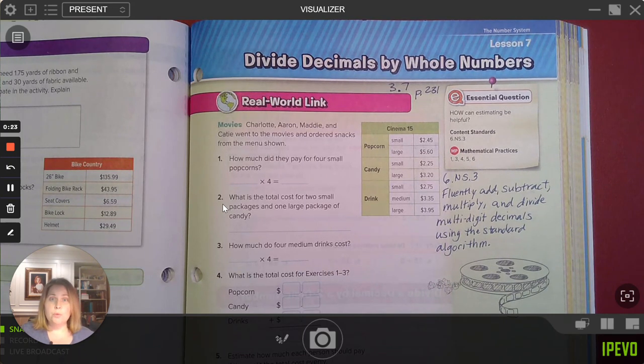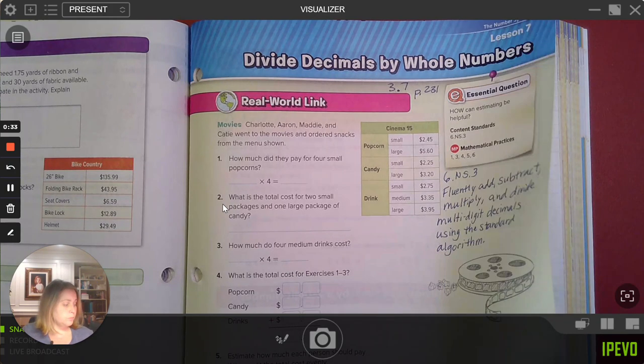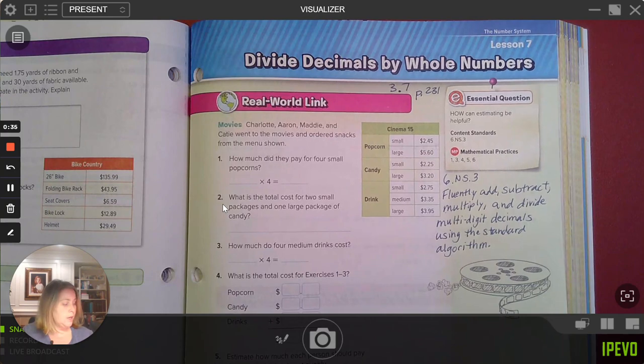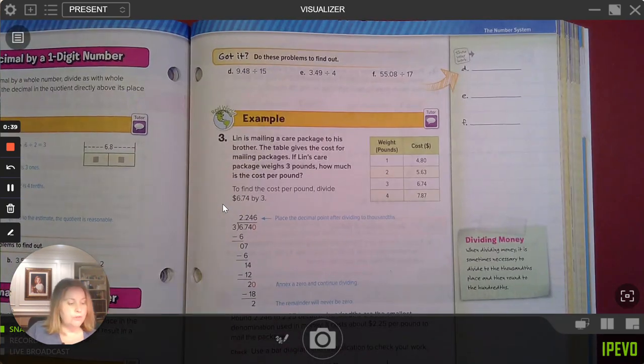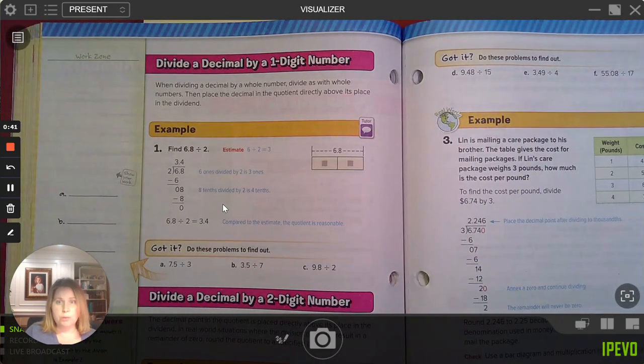So we are using the standard algorithm of long division. We learned a lot of other really great methods to help us build our mathematical foundation in elementary school, and now we're using those to help us with the standard algorithm for division. So we're going to get right into our lesson on page 232. We are learning how to divide a decimal by a one-digit number.